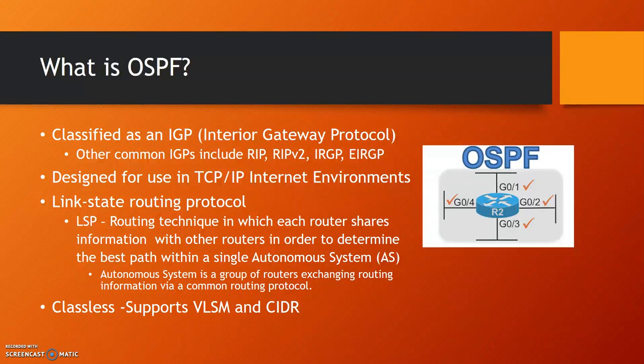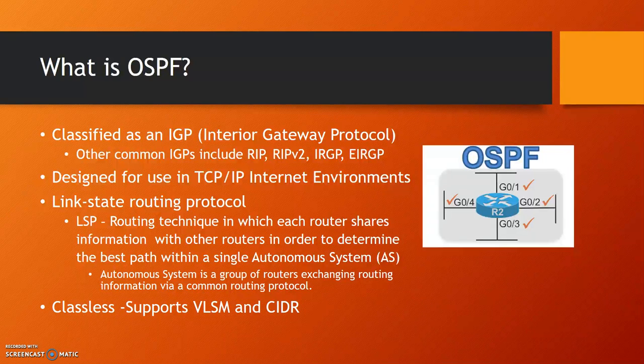So what is OSPF? Well, it's classified as an interior gateway protocol. Some of the other ones are RIP and IGRP or enhanced IGRP. It's designed for use in TCP/IP internet environments, and it is a link state routing protocol. That's one of the major differences between it and IGRP and EIGRP.